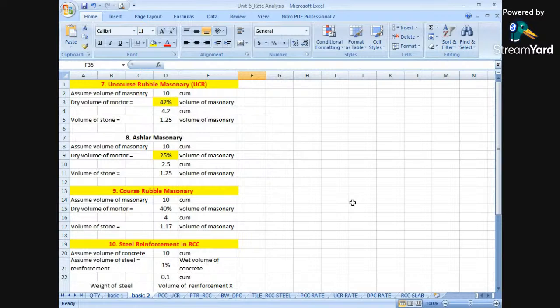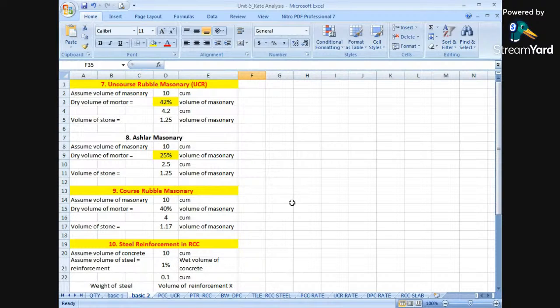That, in short, is called UCR. Again, it is measured in 10 cubic meters. Again, this mortar concept will not be used, okay? Because the same concept applies for bricks, UCR, ashlar masonry or coarse masonry. So for these four quantities, while calculating them, first is brickwork, next is UCR, third is ashlar masonry and the coarse rubble masonry.